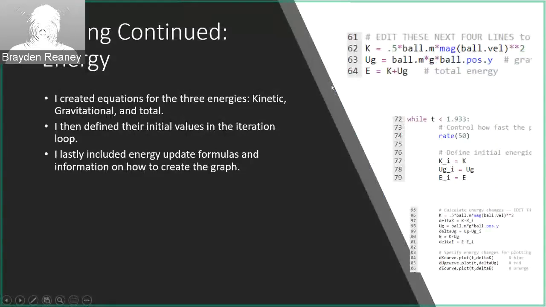Now I also included coding for energy to create that energy graph. I included the initial kinetic, gravitational, and total energy formulas, and then I had to set the initials in the iterative process, the while loop, and lastly I included the energy update formulas and the information on the graph on how to make it.